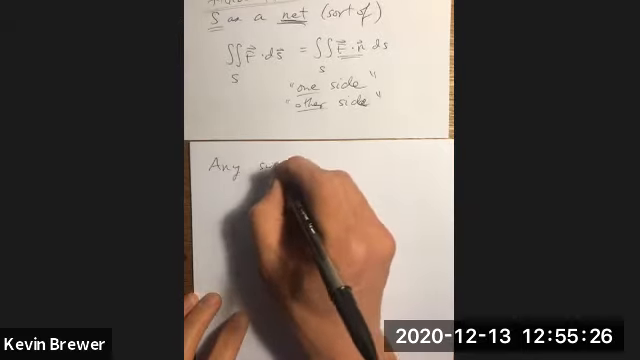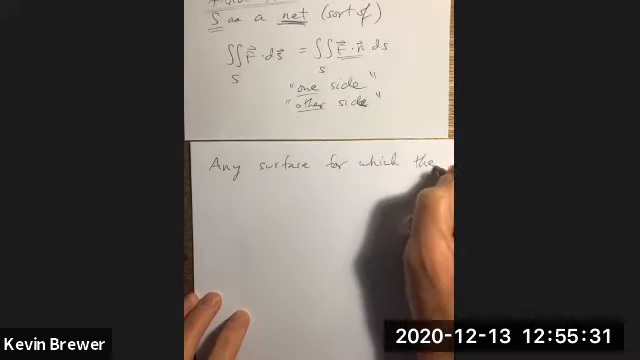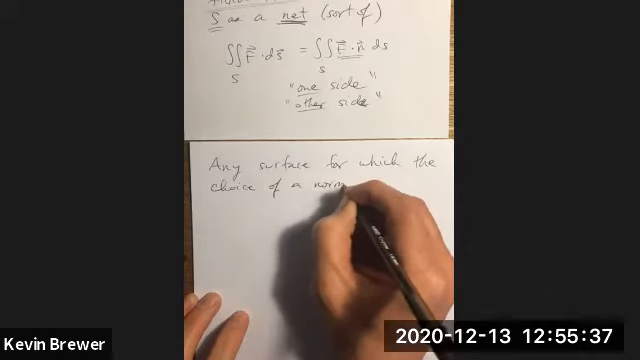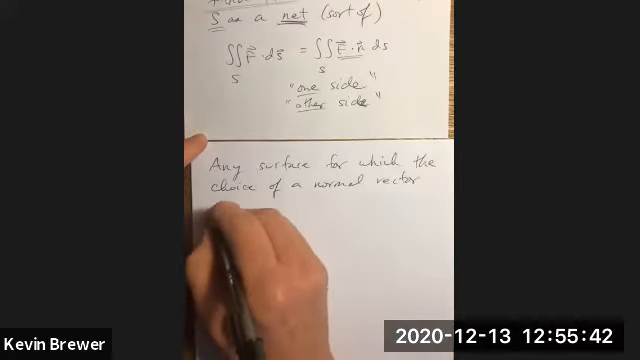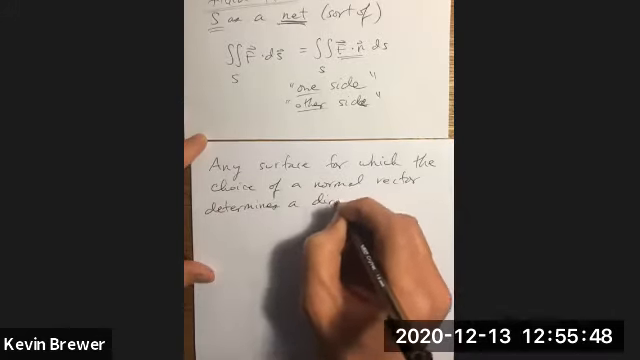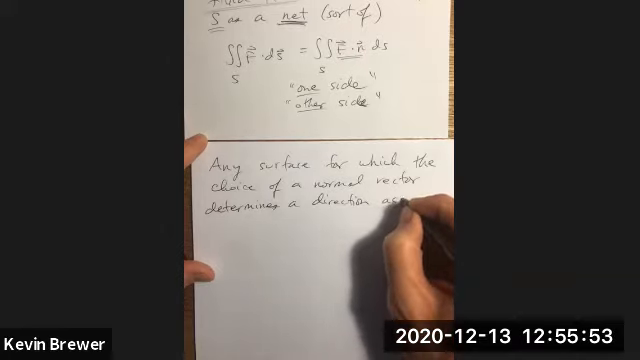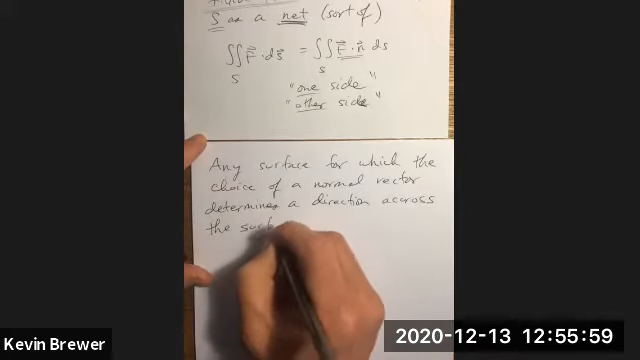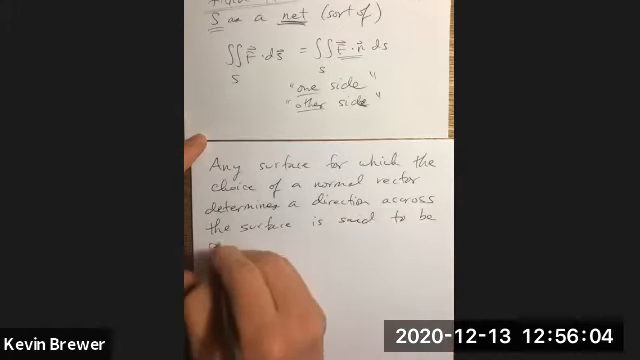Any surface for which the choice of a normal vector determines a direction across the surface is said to be orientable.